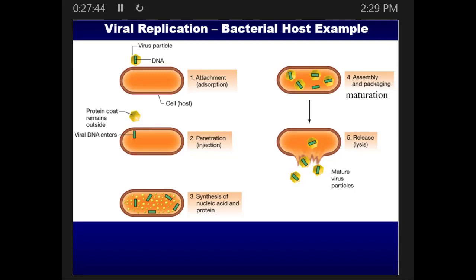And then the fourth step is maturation or assembly. That's where you take all the bits and pieces and put them into a coherent whole viral particle. And that's what they're trying to show in that drawing. And then the last part is release or lysis, where the viral particles get out. And very often the host cell lyses and dies. So please know the 5 steps, the basics.